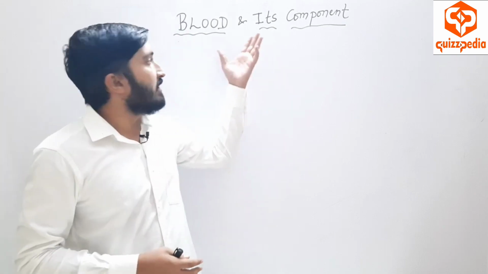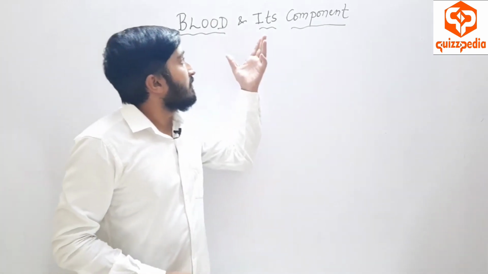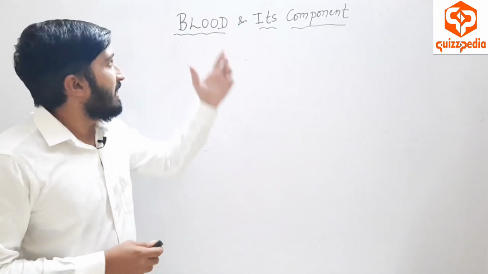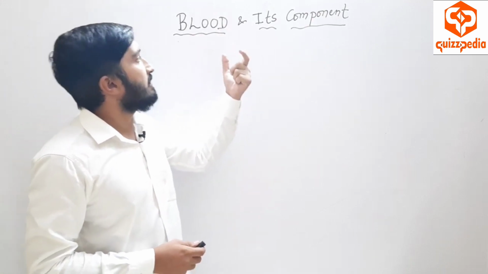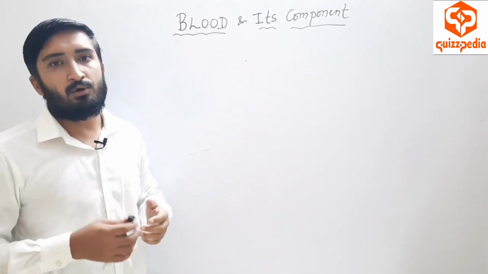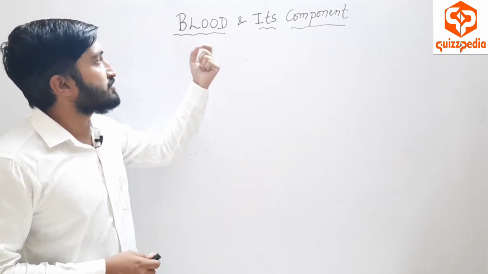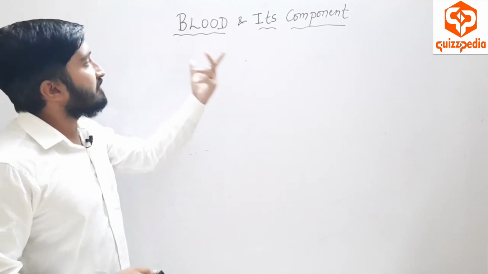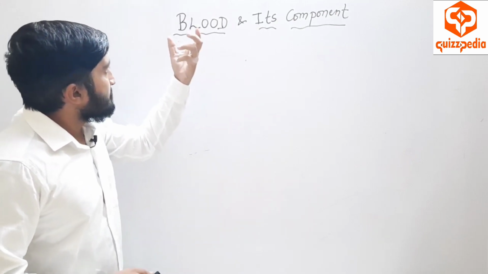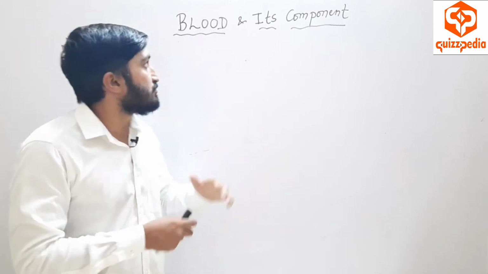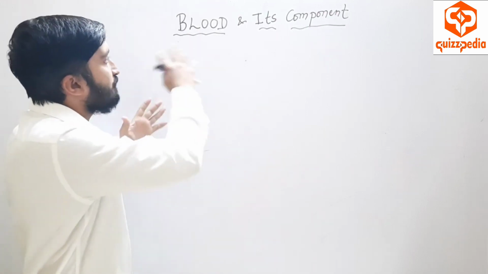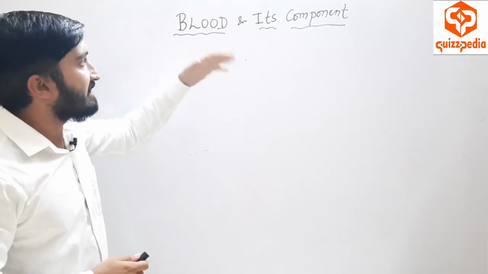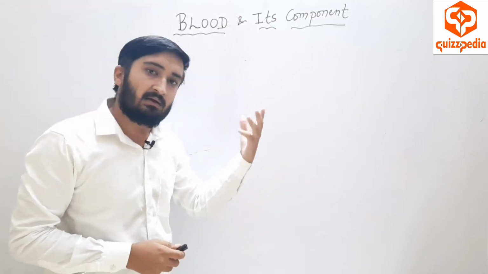So now let's come back to our topic. Blood and its component. This is a basic topic of veterinary physiology. When you go for your internal examination or your external examination, you will find this question once in those examinations. The examiner tries to ask, what is blood and explain its components. So I am giving an overall idea of this topic, blood and its component, and then the detailed explanation will come later in the video.